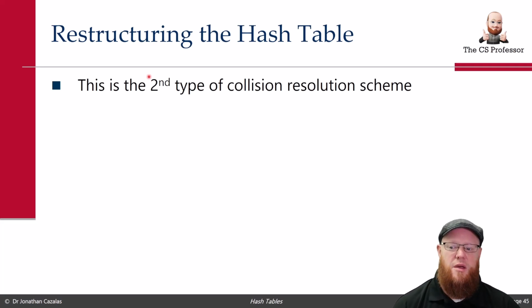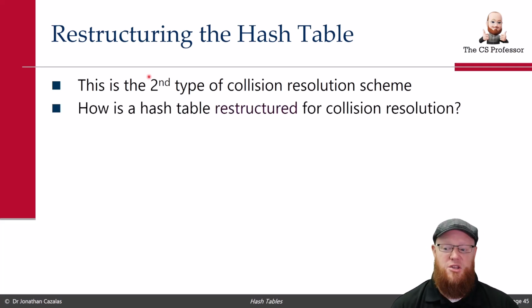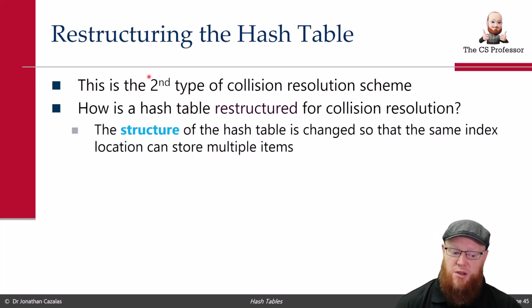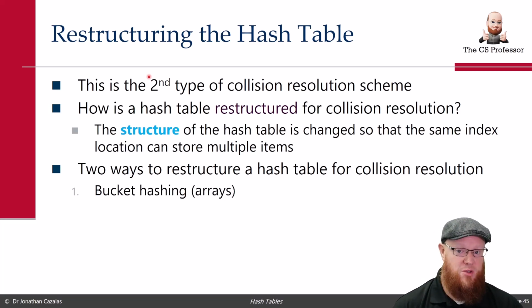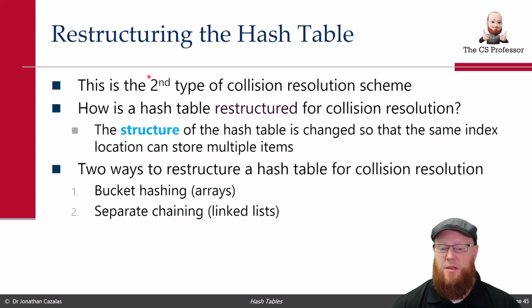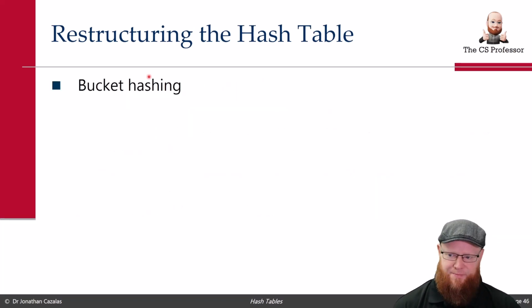Restructuring the hash table. This is the second type of collision resolution scheme. How is a hash table restructured for collision resolution? We're going to change the structure so that multiple keys, multiple nodes or objects can be stored at the exact same index. If I were to ask you how you can make that happen, you'd probably think about exactly what we're about to be told. You can use arrays, or we can use linked lists. Arrays is bucket hashing. Linked list is called separate chaining.